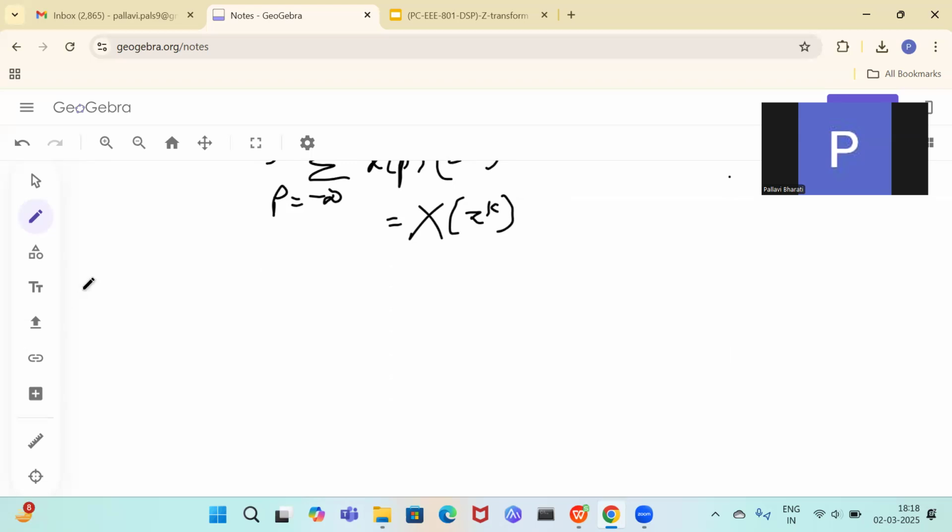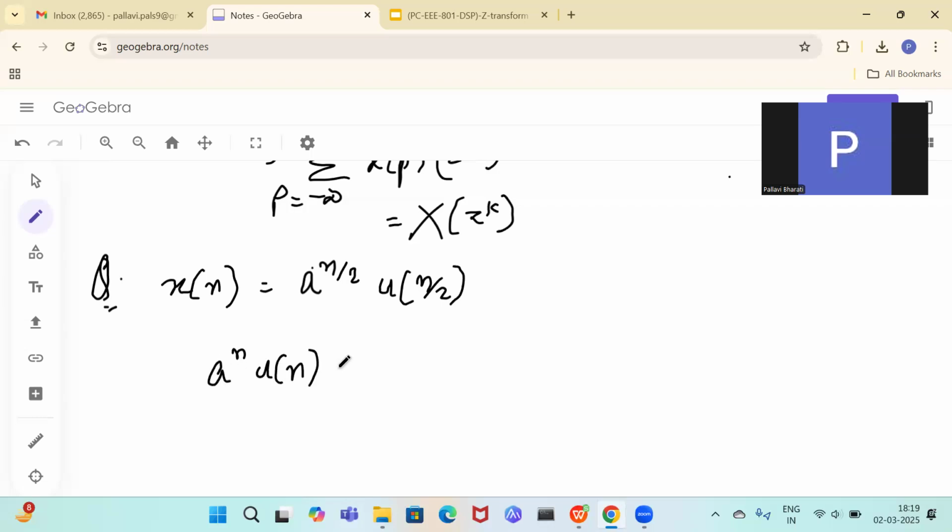Let's take some other question. Right now, x of n is equal to a to the power n by 2 times u of n by 2. In this case, you know the Z transform of a to the power n u of n. What is the Z transform of this one? It is 1 by 1 minus a z inverse.